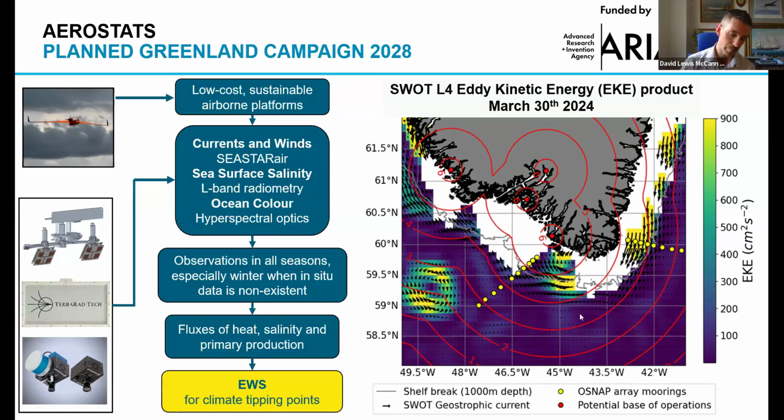Now the red range rings are from my exercise. I performed an exercise to model the time on station that would be available from this drone, flown from different stations. So these concentric rings are in hours.